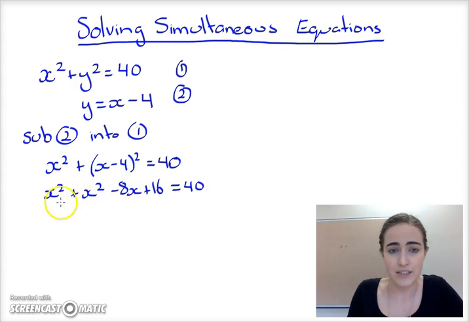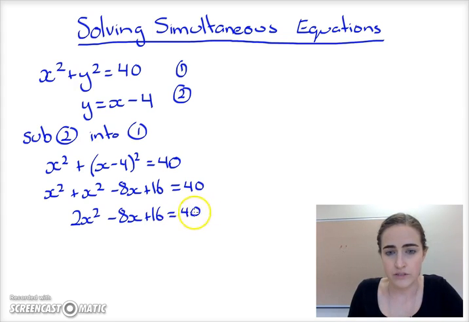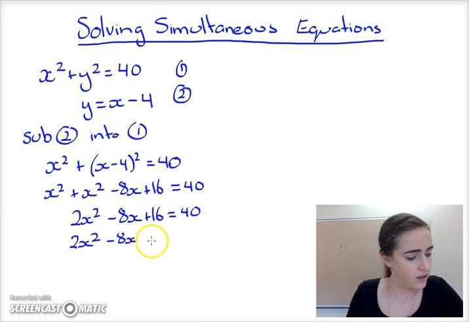Then we're going to simplify this. So x squared plus x squared is 2x squared minus 8x plus 16 is equal to 40. We'll get rid of this 40 over here, so we'll subtract it off both sides, and that would give us 2x squared minus 8x minus 24 is equal to 0.